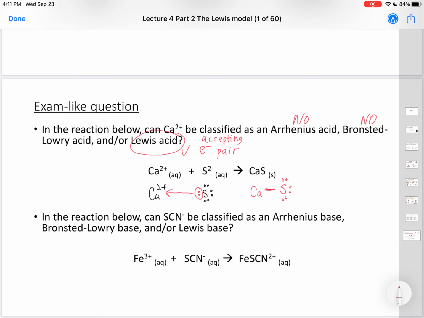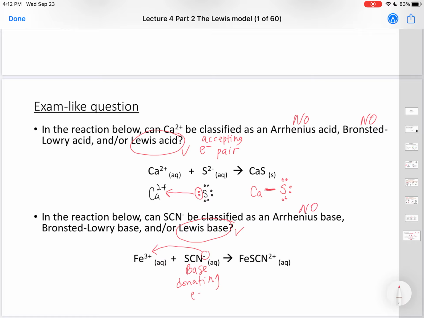And again, this is a reaction that we saw in lab number 4, iron 3 plus reacting with thiocyanate to form iron thiocyanate 2 plus. And the question says, can the thiocyanate SCN minus be classified as an Arrhenius base, a Bronsted Lowry base, or a Lewis base, okay? In this particular case, there are electrons on the sulfur that is being donated to the iron, okay? And so I'm going to just circle this and draw it this way, okay? Really, what is happening is this is the base, and it is donating electrons, okay? And so this absolutely is a Lewis base, okay?